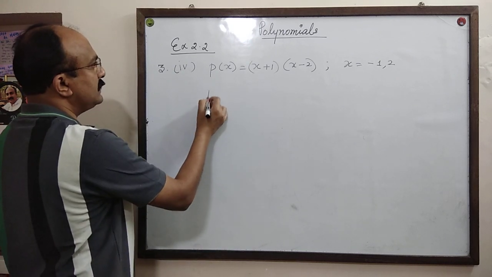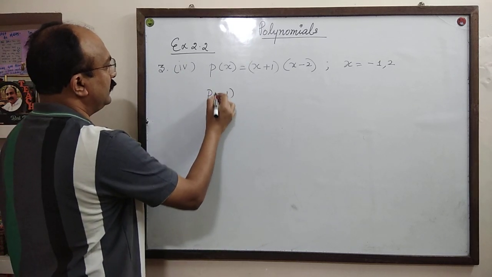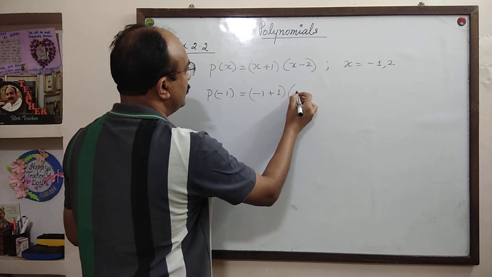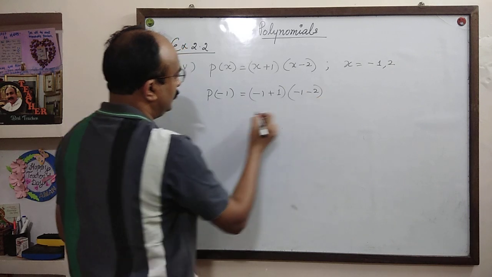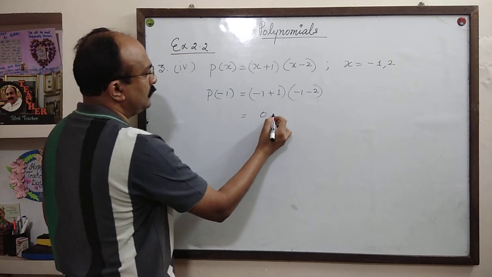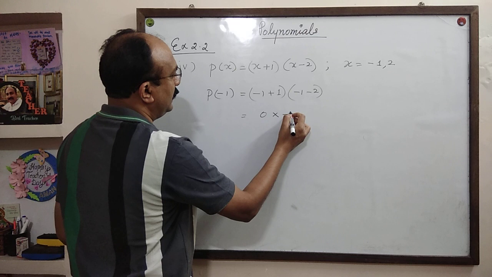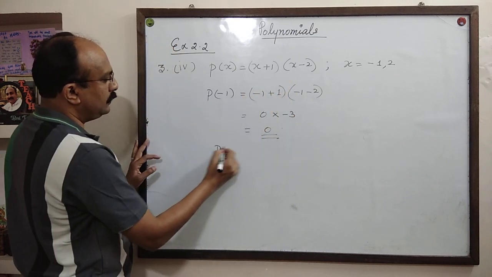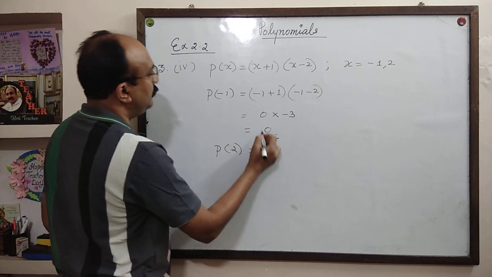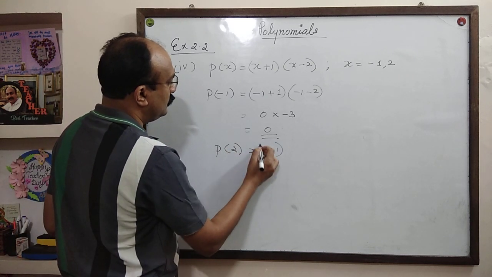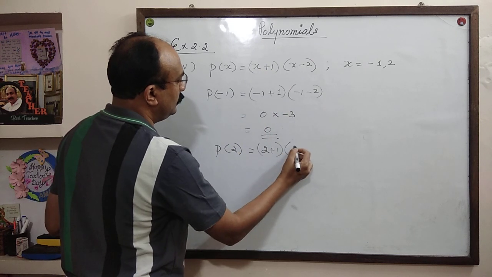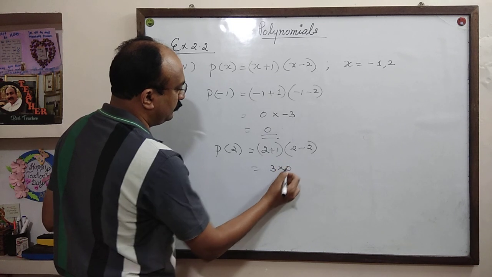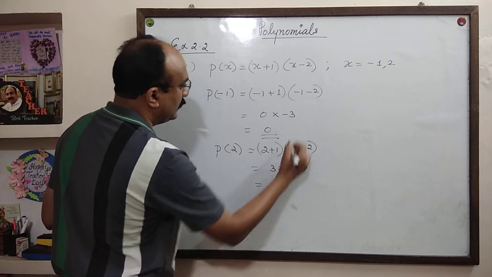So the first one is P of minus 1 is equal to minus 1 plus 1 in the first bracket, minus 1 minus 2 in the second bracket. Minus 1 plus 1 is 0, minus 1 minus 2 is minus 3. 0 into minus 3 is 0. Now we will do P of 2. P of 2 means 2 plus 1 into 2 minus 2. 2 plus 1 is 3, 2 minus 2 is 0, 3 into 0 equal to 0.